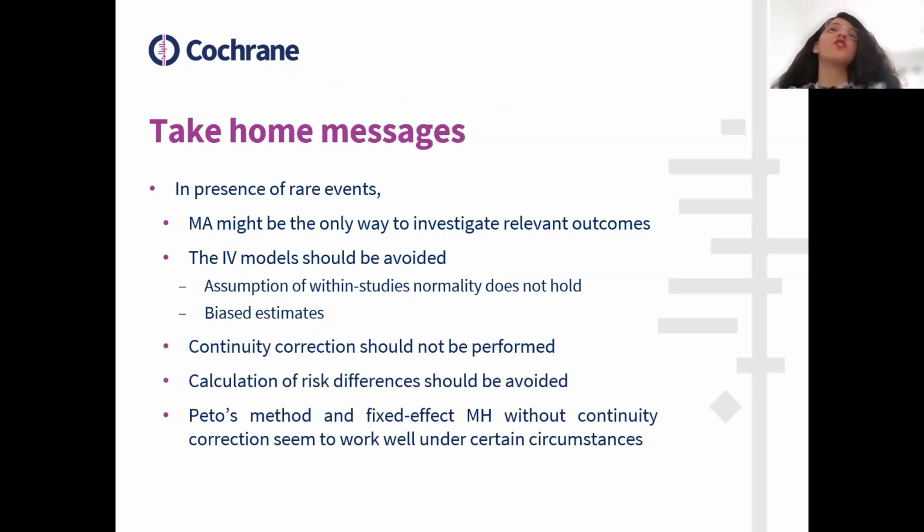My take-home messages to you would be that in case you have rare events in your analysis, meta-analysis might be the only way to investigate relevant outcomes. The inverse variance models should be avoided because the assumption of within-study normality does not hold, and we have biased estimates. We should not use continuity corrections or calculate risk differences instead of odds ratios and risk ratios. Peto methods and a fixed effect Mantel-Haenszel method without continuity correction seem to work well under very certain circumstances.